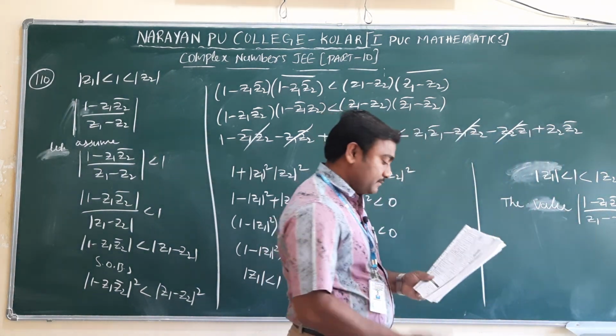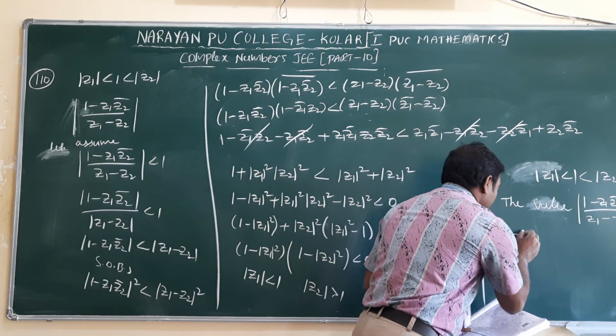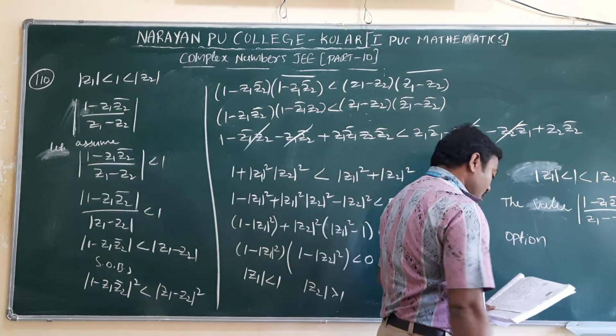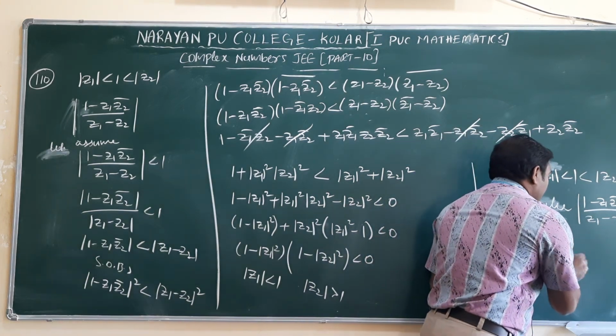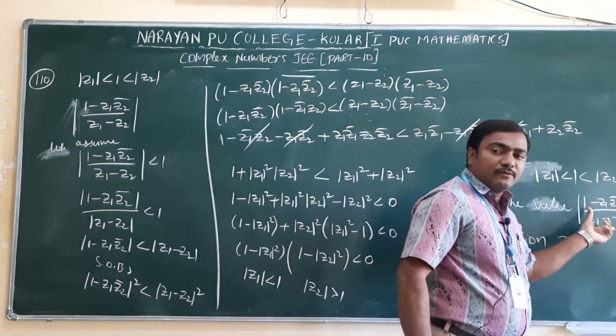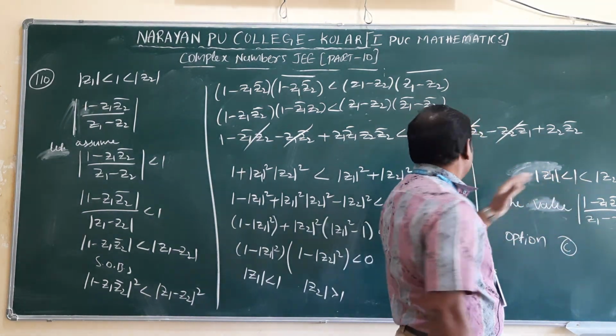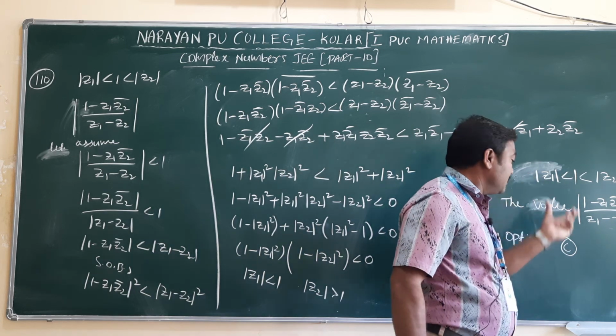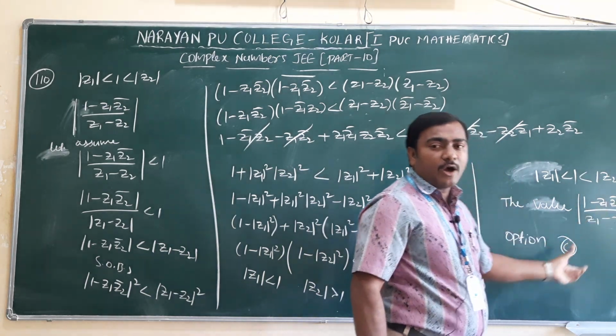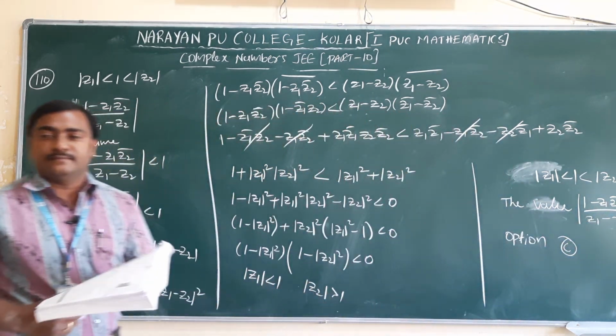Here option C is the correct option, because the value should be less than 1. We have to satisfy this condition, we have to assume that the value is less than 1. Option C is the correct answer.